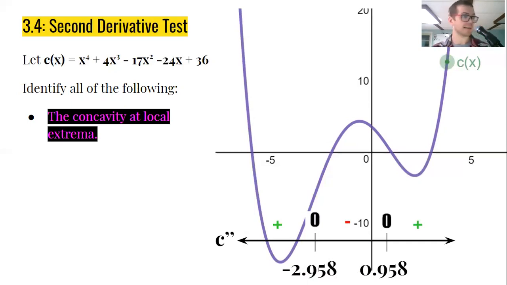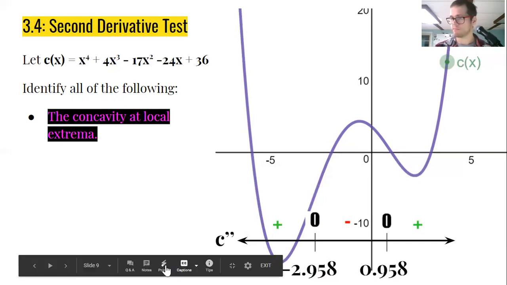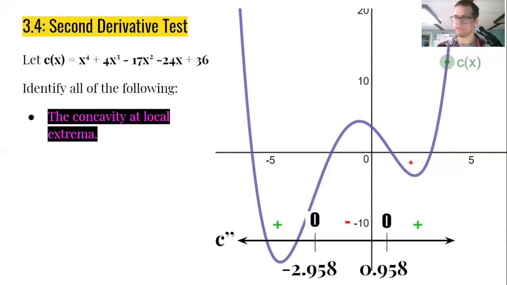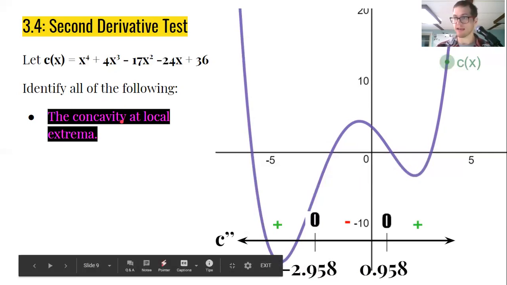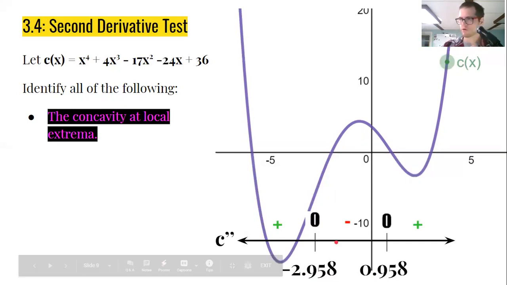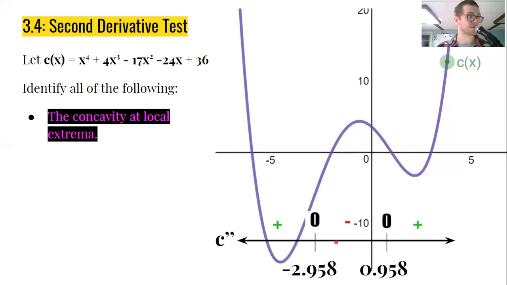But again, looking at the concavity of the local extrema, it's positive at this minimum, negative at this maximum, and positive at this minimum. That's cool. We can confirm some of those things, but we can say the concavity at these local extrema, and we just identified it here by overlaying our number line on top of the graph of c of x.